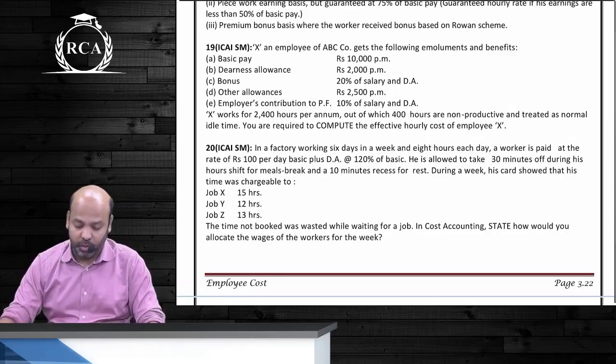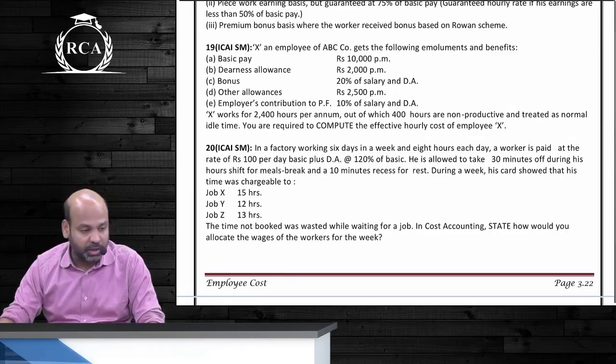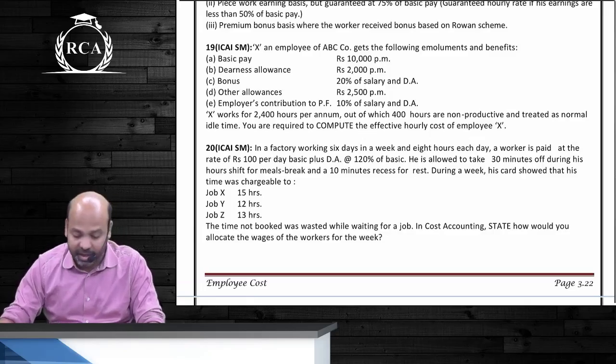He gets the following emoluments and benefits. Basic pay is 10,000 per month. DA is 2,000 per month. Bonus is 20% of salary and DA.